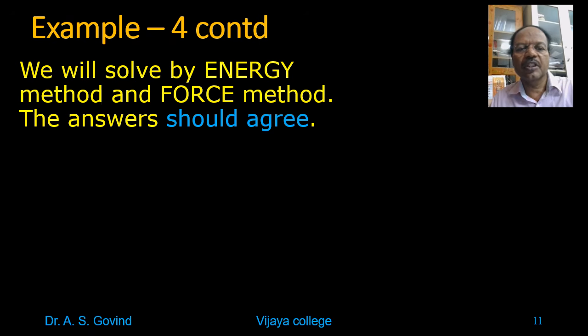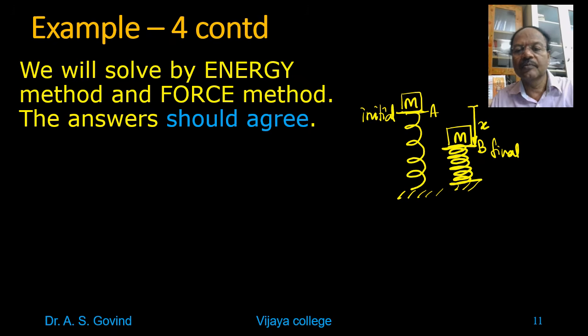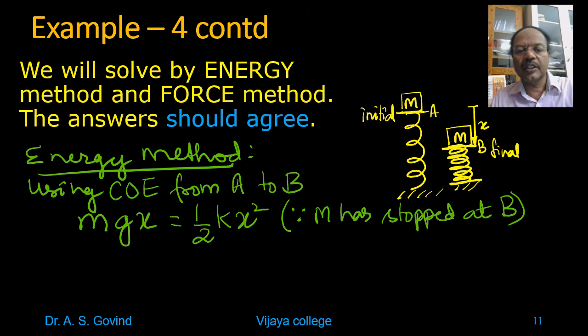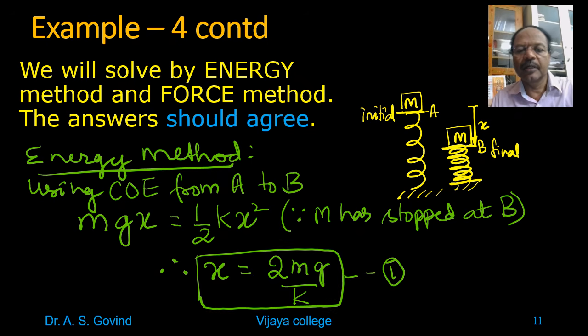Now we can solve such problems in mechanics by energy method and force method. Whichever method you use, you should get the same answer. So the two answers should agree. Energy method we will do first, using conservation of energy from A to B. At A, it's not moving, so only potential energy because of gravitation. With respect to B, it is mgx. At B, again it's not moving, no kinetic energy, only potential energy of the spring, because gravitational potential at that point is taken as 0. M has stopped at B. So simplifying, you will get x equals 2 mg by k. That is the first answer by energy method.